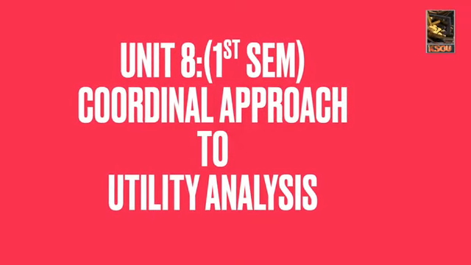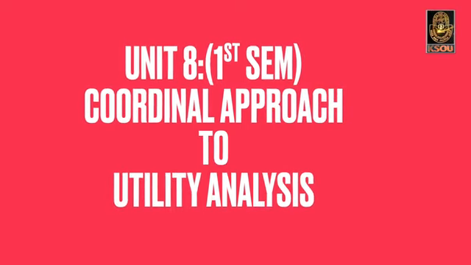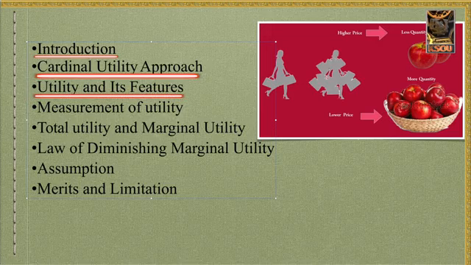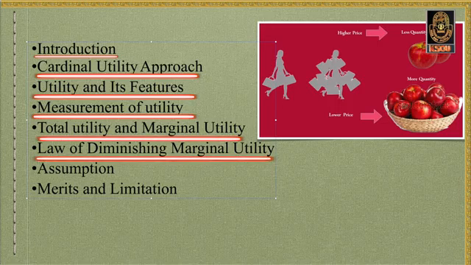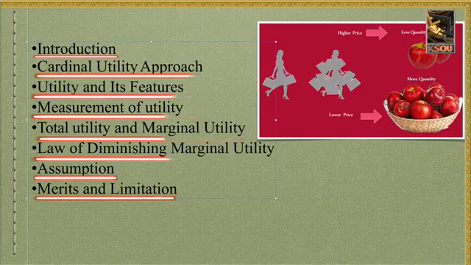of microeconomics of first semester is the cardinal approach to utility analysis. This chapter includes the introduction, cardinal utility approach, utility and its features, measurement of utility, total utility and marginal utility, law of diminishing marginal utility, the important assumptions, and the merits and limitations.